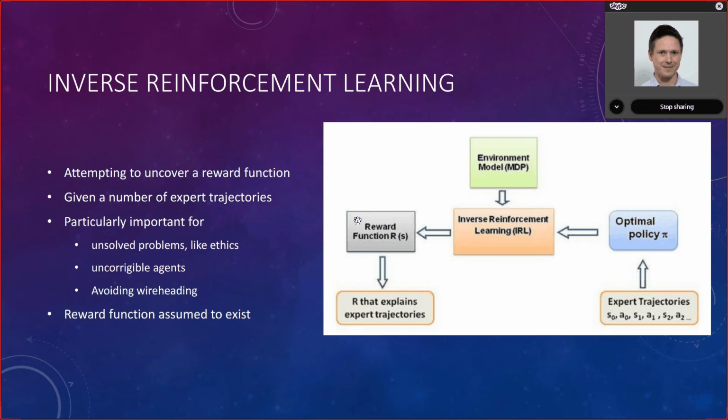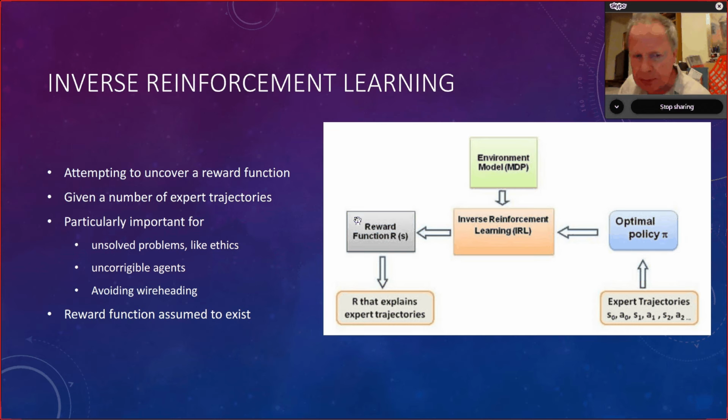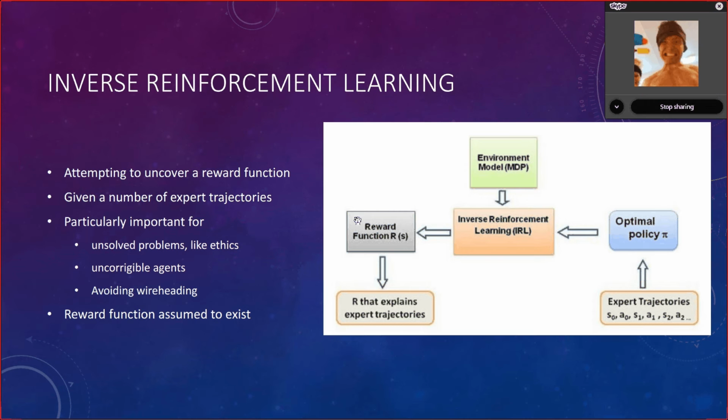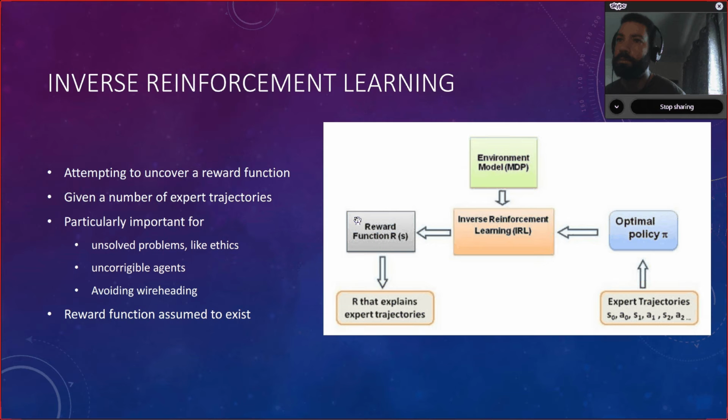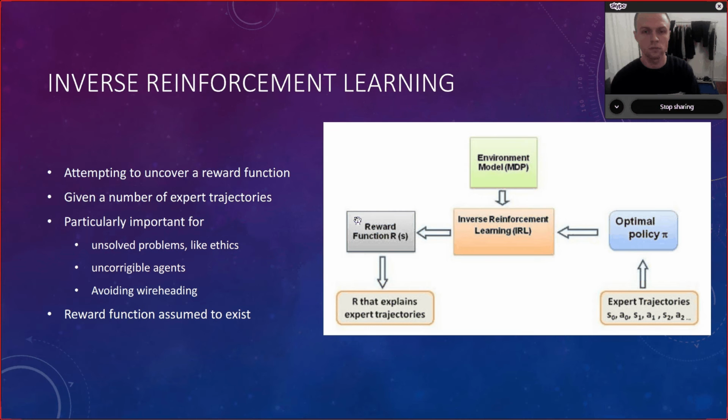So this is also called apprenticeship learning, where you can think of the algorithm as the apprentice of an expert, and this is of course important for unsolved problems, like how do you drive a car when no one can explain in mathematics how to drive a car. It's also important for AI safety in particular, for things like ethics, where people also cannot in a formal way describe what good ethics is. For AI safety, it's also important both for uncorrigible agents and agents who have a tendency to wirehead, because both of these problems are avoided with inverse reinforcement learning.